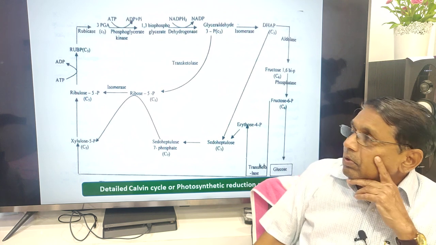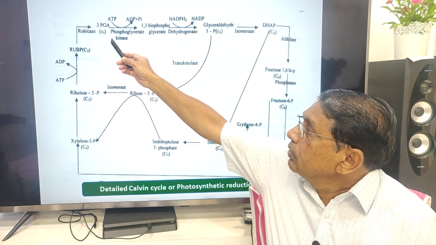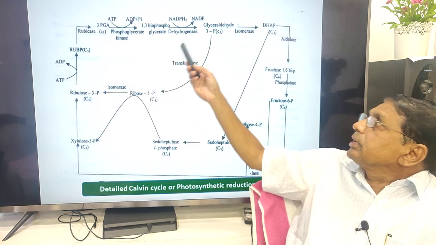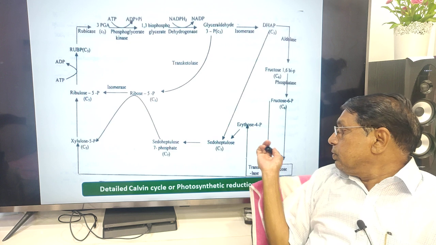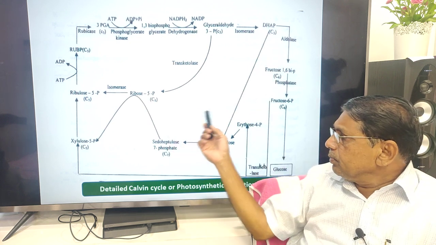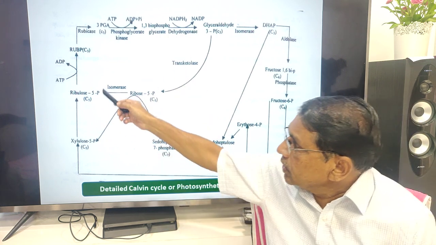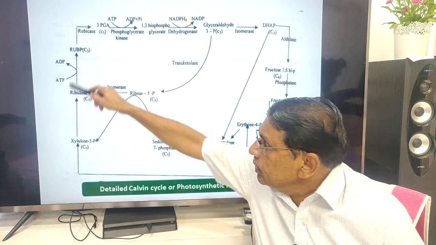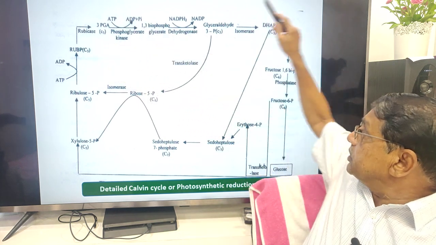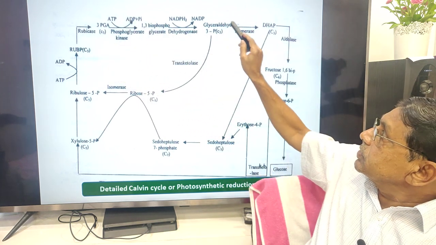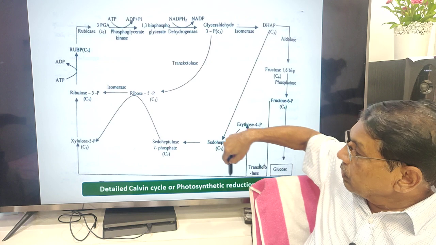So this is again an elaborate Calvin cycle. We start from here. RuBisCO, 1,3-phosphoglycerate, glyceraldehyde, DHAP, dihydroxyacetone phosphate. So glucose. Through various intermediates, sedoheptulose, erythrose phosphate, sedoheptulose 7-phosphate, ribose, then ribulose, xylose, RuBP is regenerated. This is the regeneration phase. This is the carboxylation phase. This is the reduction phase. Glyceraldehyde, this is actually the reduction phase. This is the production of glucose.